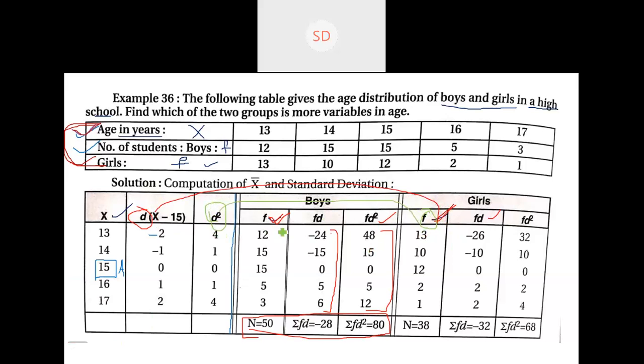After finding FD and FD square, again total all of them, and you will get these values. Okay, these are the totals. So N, the number of girls, is 38, sigma FD total is minus 32, and sigma FD square is 68. So this is the whole calculation to find the arithmetic mean and the standard deviation. Both of it we have calculated.